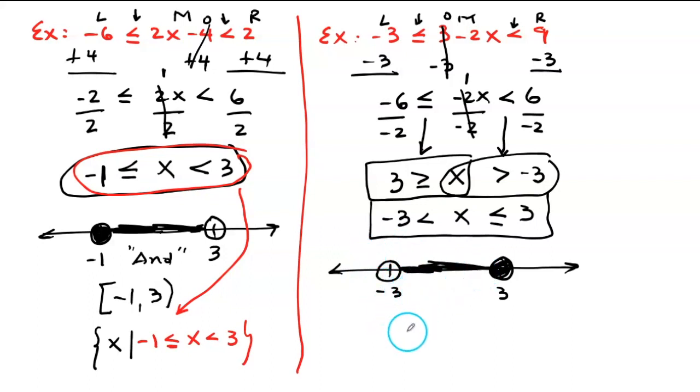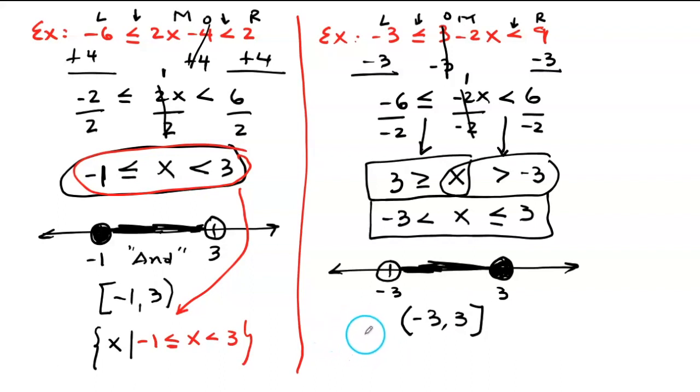Interval notation. I bring my two values down. My -3 is the smallest value. My 3 is the bigger value. In between a comma, right? -3, comma 3. Now, open circle, parentheses. Close circle, bracket. Bracket because it has an equal. So this is my interval notation.